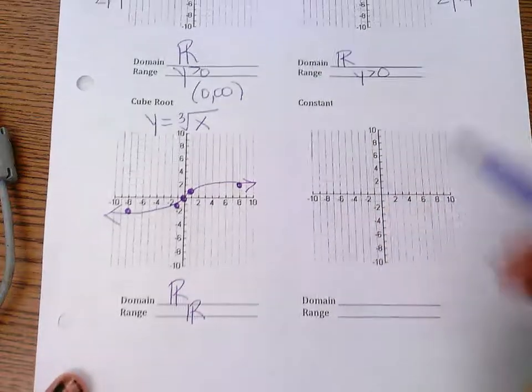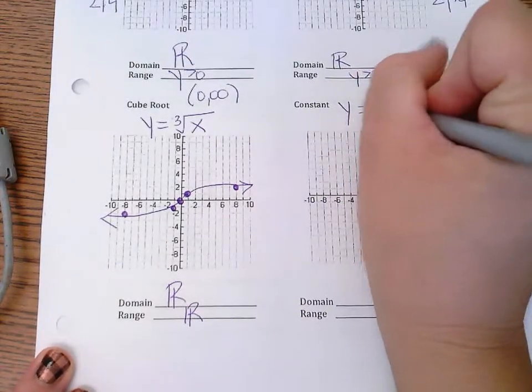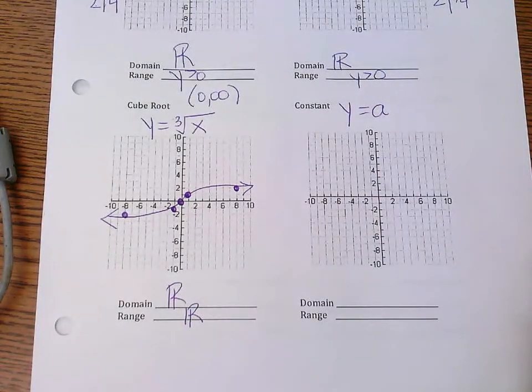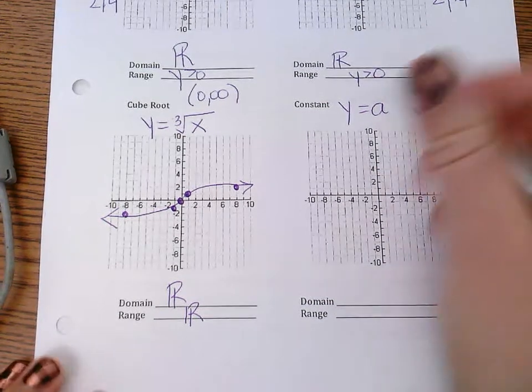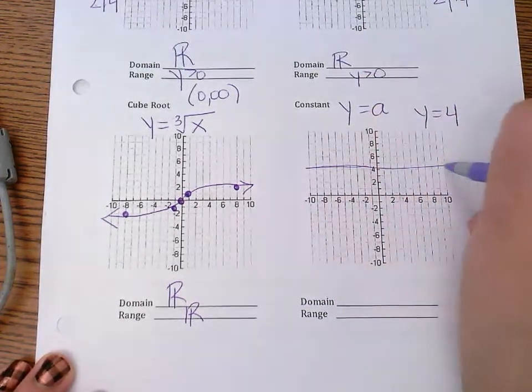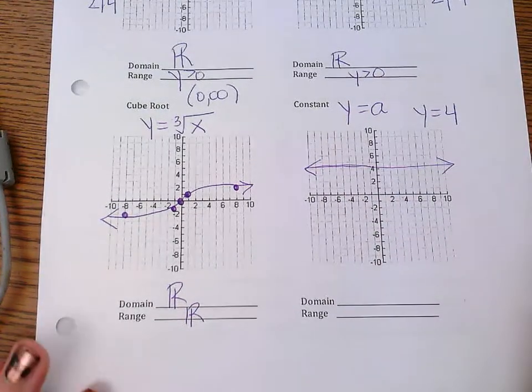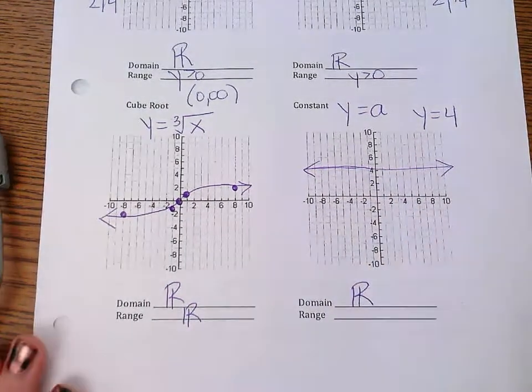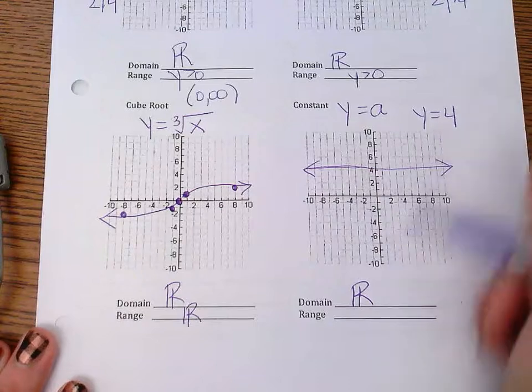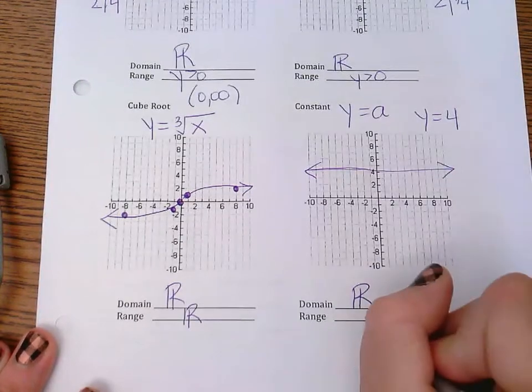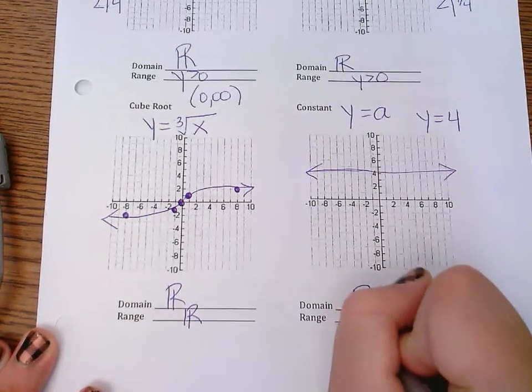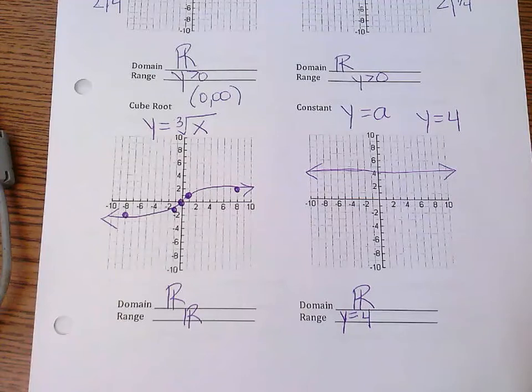The last function I threw on here is just called a constant function, when y is equal to some number. So y equals 4, for example, it's just a constant horizontal line at 4. And the domain is always all real numbers. I can plug in any value that I want for x, but guess what? The range is always that y can only equal 4. So for a constant function, the y value stays a constant value.